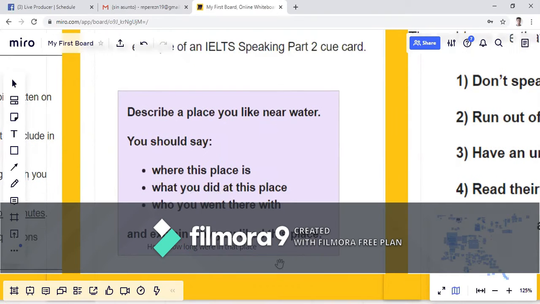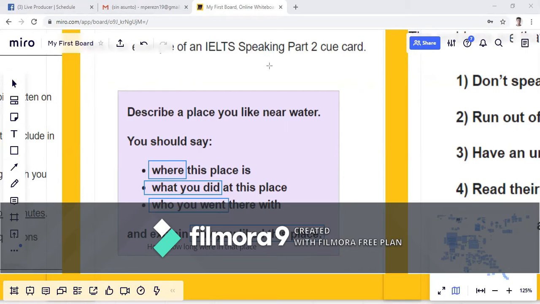You have here to check the keywords, very important. What are the keywords? Where, what you did, who you went with, and why you liked it.